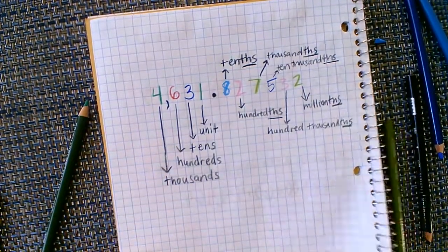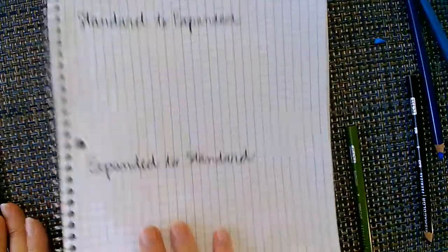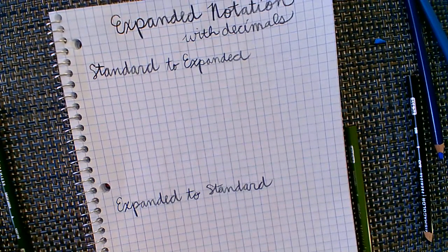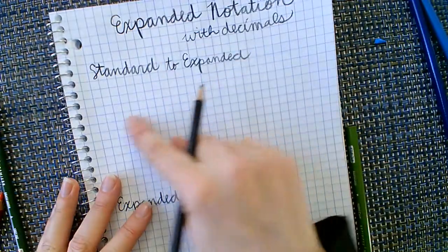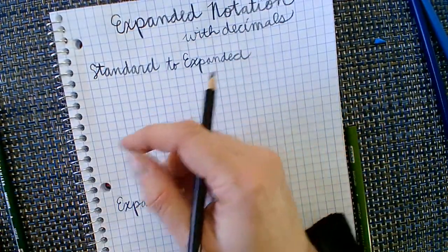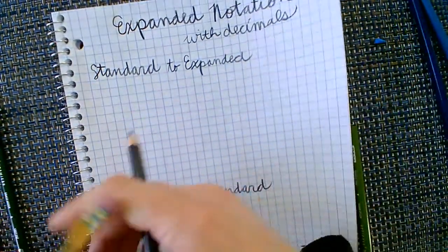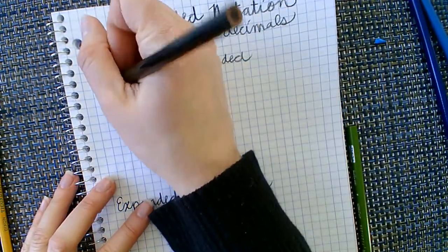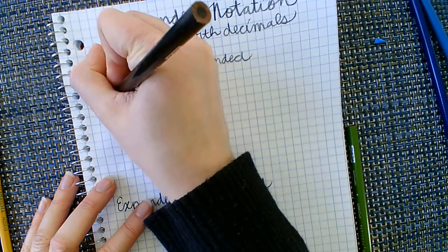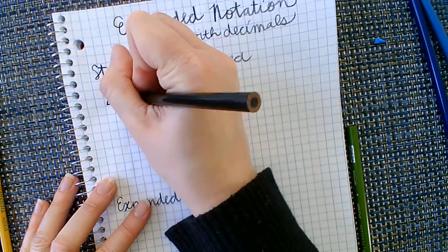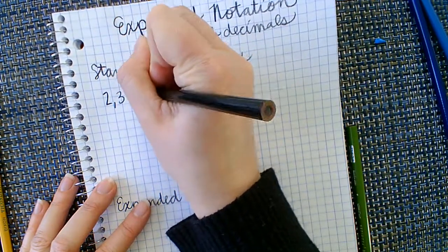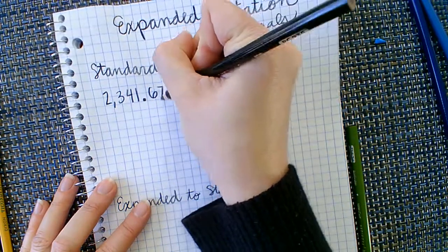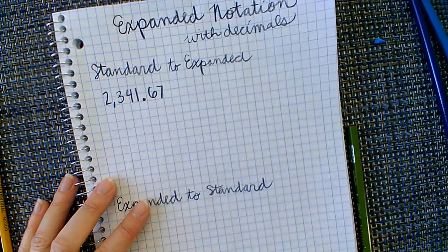Now let's take a look at a decimal that's in standard notation. And we're going to work with smaller numbers. I'm going to use my black colored pencil so it's easier to see on my paper. You should use a pencil just in case you need to erase. So let's say I have 2,341 and 67 hundredths.